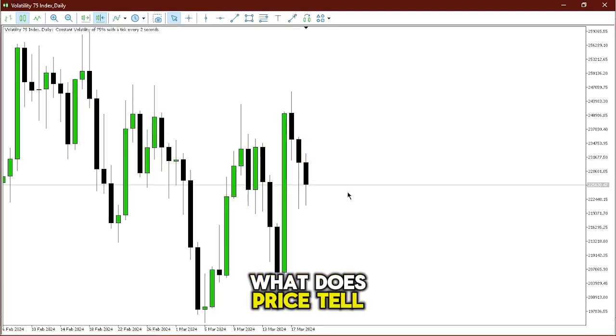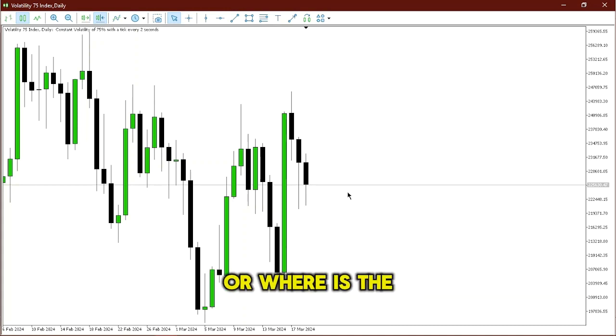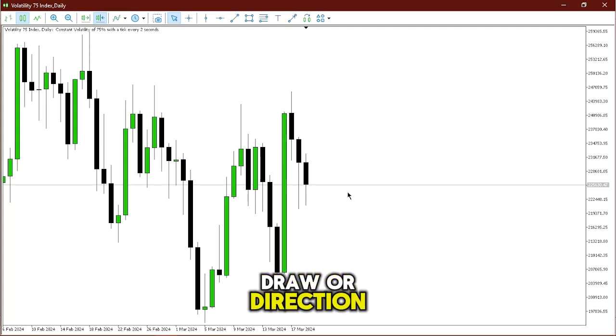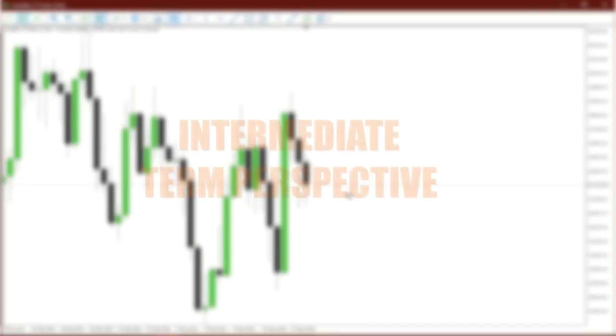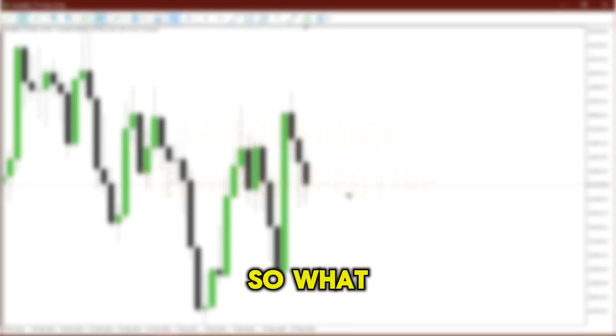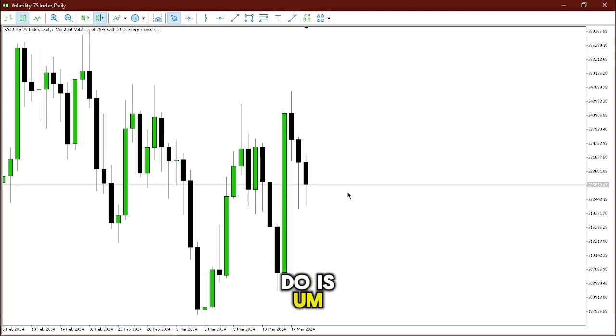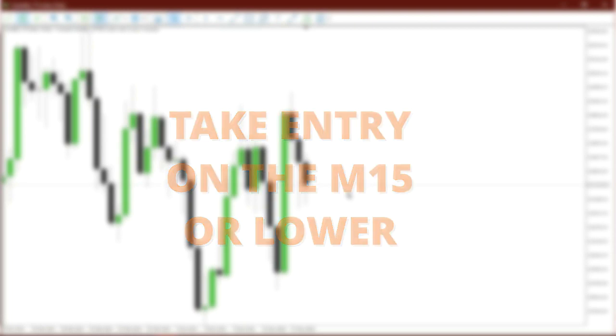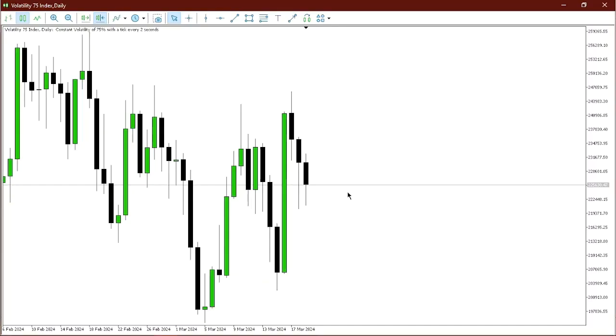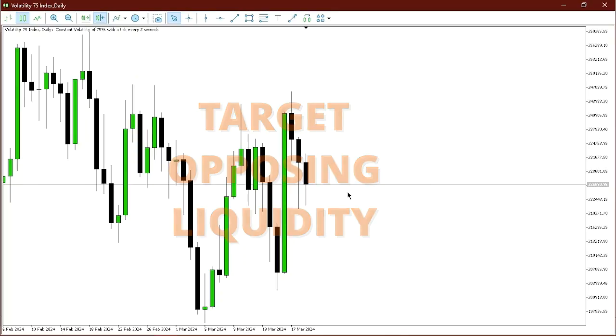What does price tell you, and what is it hinting at as to where it's going to go, or where's the likely next draw or direction? The second thing you want to do is check your intermediate term perspective. You're going to check your intermediate term PD arrays to see if they support your narrative. The third thing is to take your entry on the 15-minute time frame or lower. And the fourth thing, you're going to target your opposing liquidity.